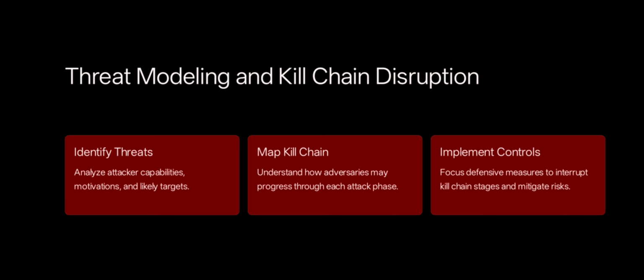4. Exploitation, triggering the malicious code. 5. Installation, installing malware on the target system. 6. Command and control, C2, establishing communication with the compromised system. 7. Actions on objectives, achieving the attacker's goals, such as data theft or disruption.